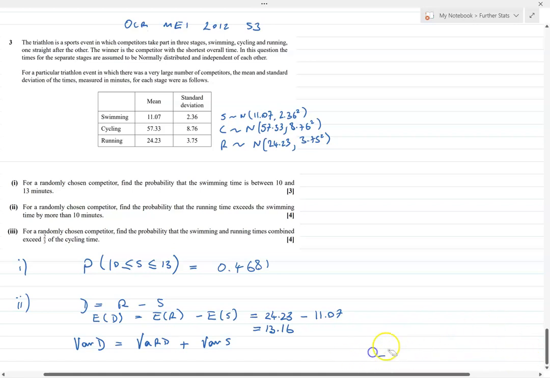But remember, we're given the standard deviation here, so we're adding the variances, so that will be equal to 2.36 squared plus 3.75 squared.